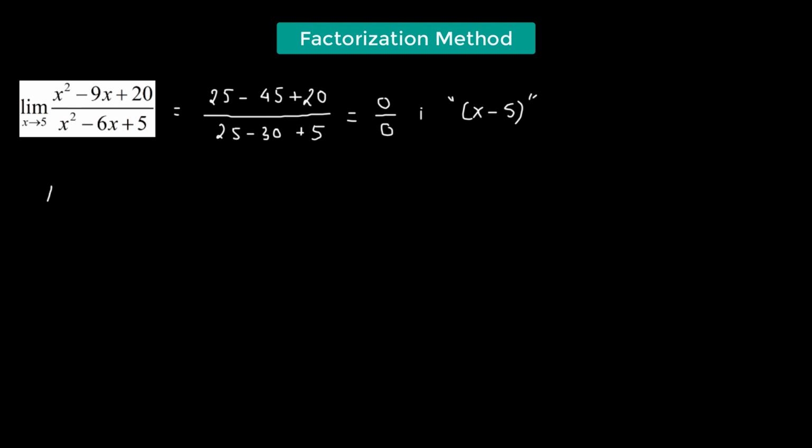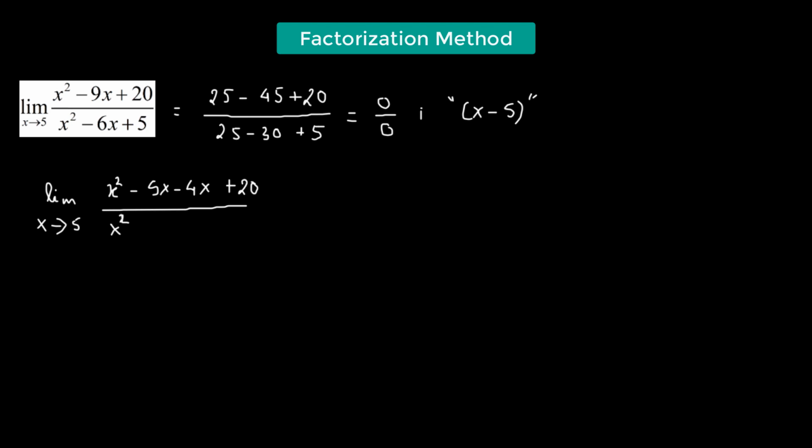So let us begin by factorizing the numerator first. So we have x squared minus 9x plus 20. We know that the factors of 20 will be 5 and 4. So we're going to use 5 and 4 to split the middle term, that is negative 9x. So we have x squared, negative 9x can be written as negative 5x minus 4x plus 20, divided by x squared.